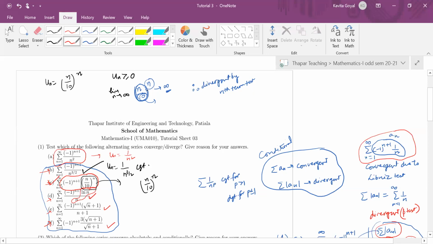Is it positive? Yes, because n starts from 1. Is the limit 0? Log n by n, the limit is 0. Therefore, by the Leibniz rule, it is convergent. These two we have already done in the class today, the Leibniz rule, so you can check.